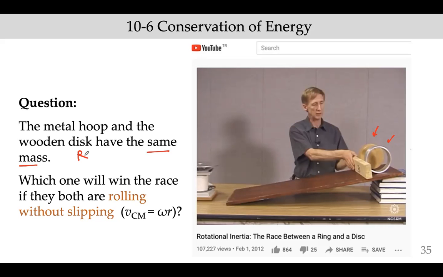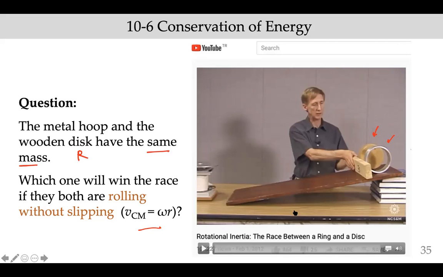So now the question is, which one will win the race if they both are rolling without slipping? So this condition is satisfied. So now when you release this block, they start from the same height, same point, and they will come down. The question is, which one will come down first? Okay, let's play the video and see what happens. Let's see which one that is.